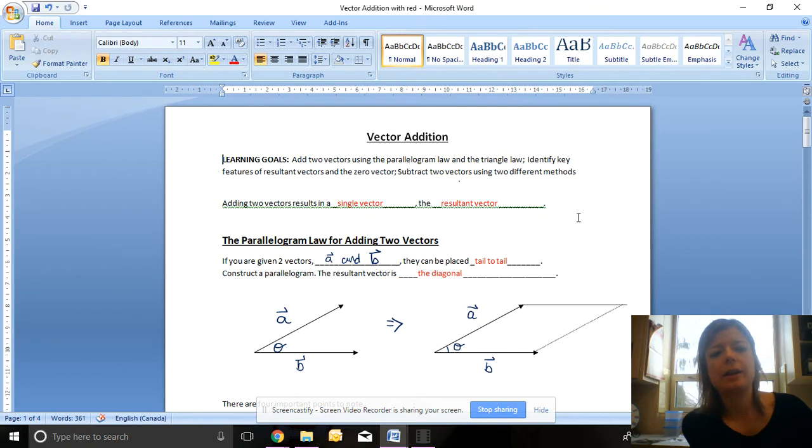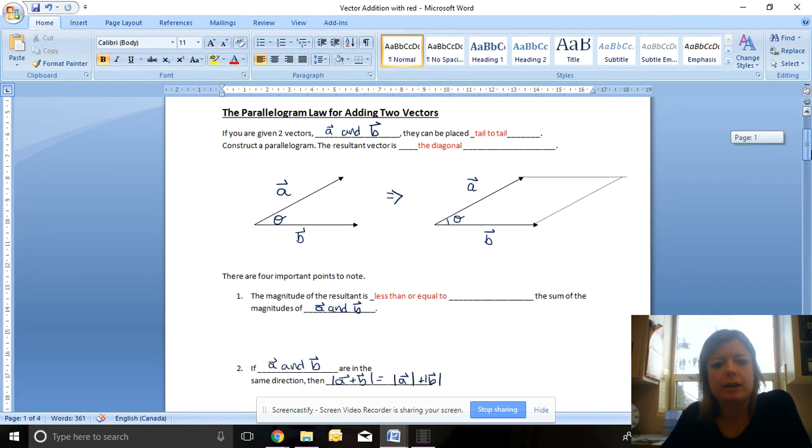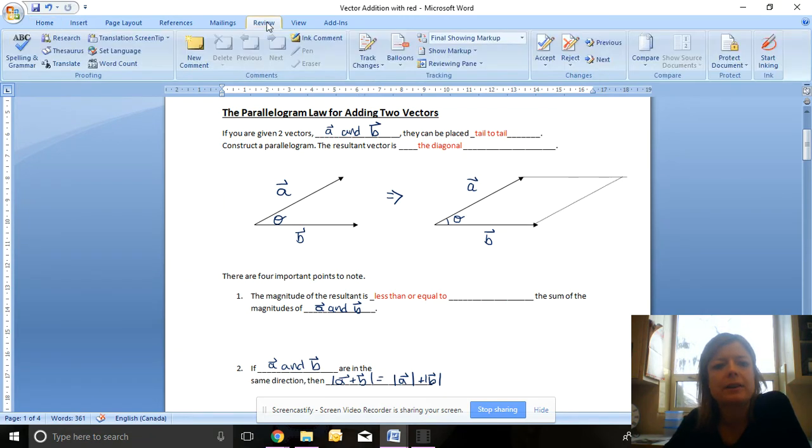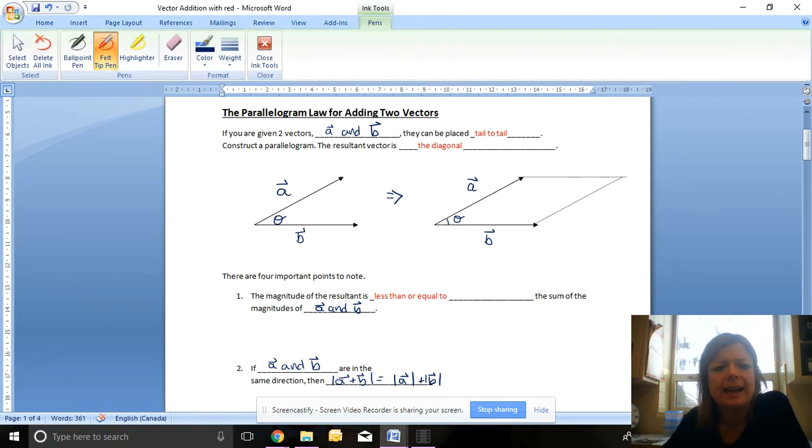Adding two vectors results in a single vector, which we call the resultant vector. First we're going to do the parallelogram law. If you are given two vectors A and B, they can be placed tail to tail, as shown in this diagram here. Then you want to construct a parallelogram, and the resultant vector is the diagonal of this. I will show you how we construct it.